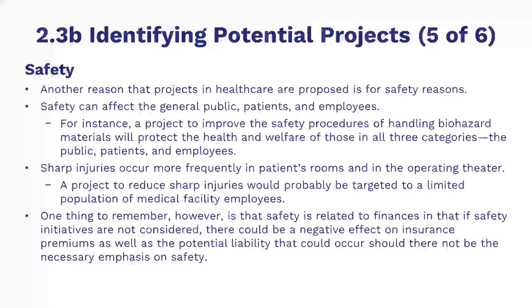Sharp injuries occur more frequently in patients' rooms and in the operating theater. A project to reduce sharp injuries would probably be targeted to a limited population of medical facility employees. An overhang to protect the entrance of a medical facility and a heated walkway in areas of potential icing problems are examples of exterior projects designed for the safety of all users of a medical facility.